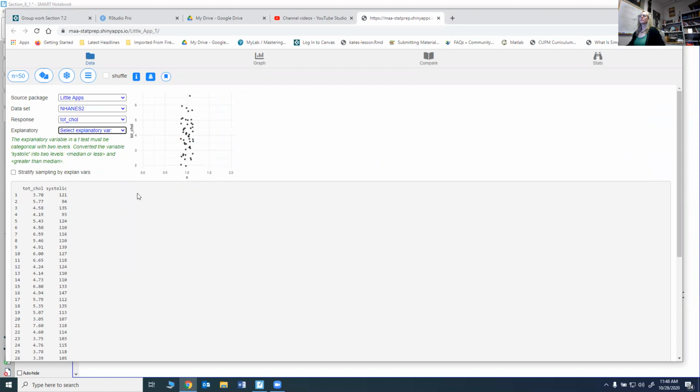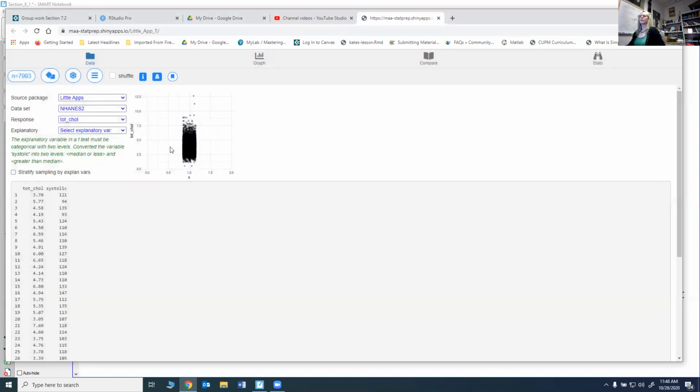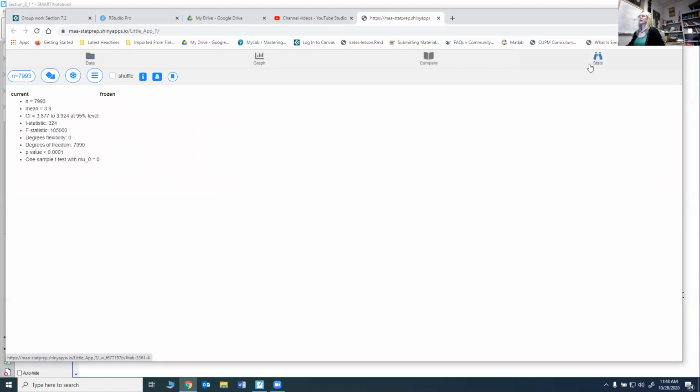Here are my values. I'm going to let n be all of them so I can get the value of that parameter. This is every single data value in here. It's not a sample. You can think of it as the population. It's not really, because it's not every single person in the world, but it's pretty close. We're going to go over to stats and look at the mean value. It says the mean value is 3.9.